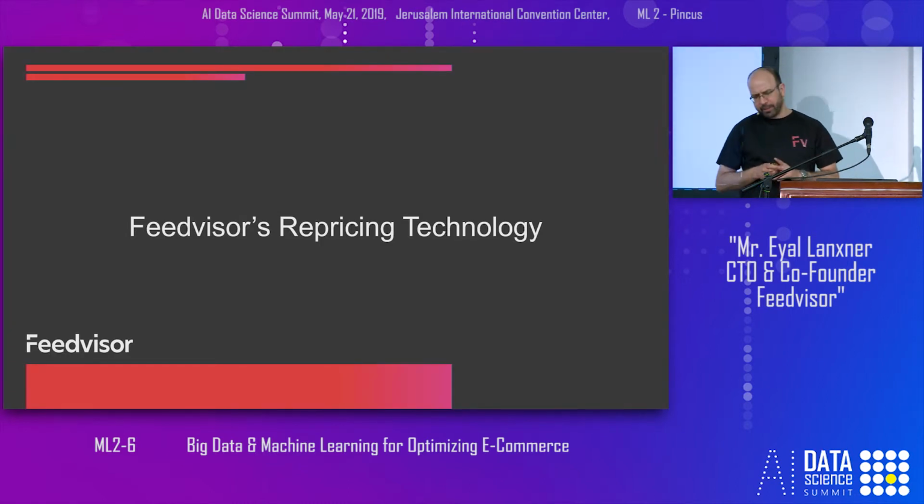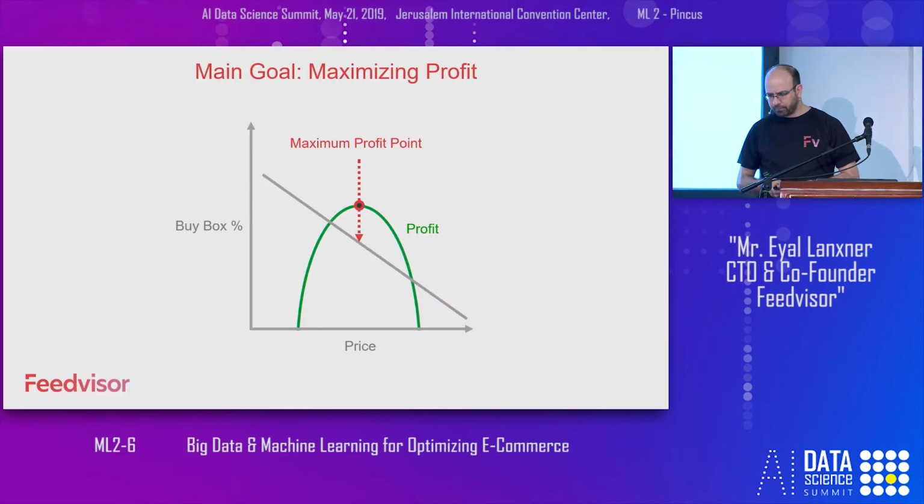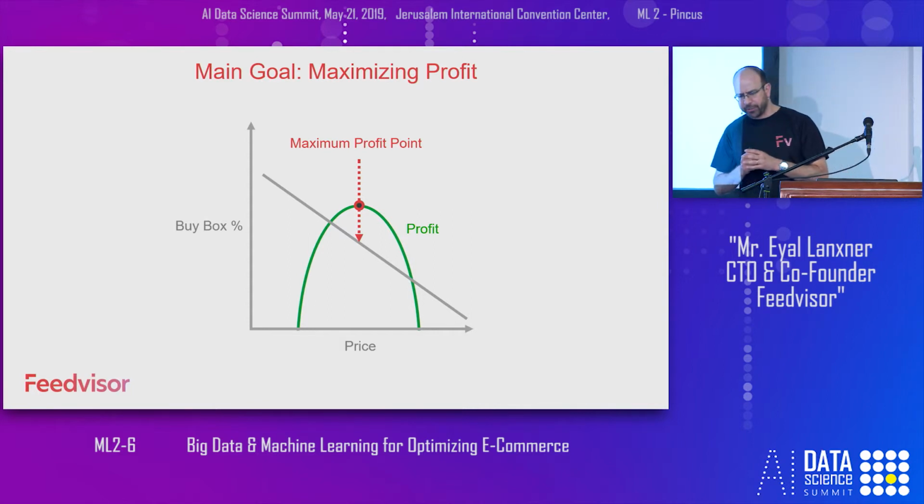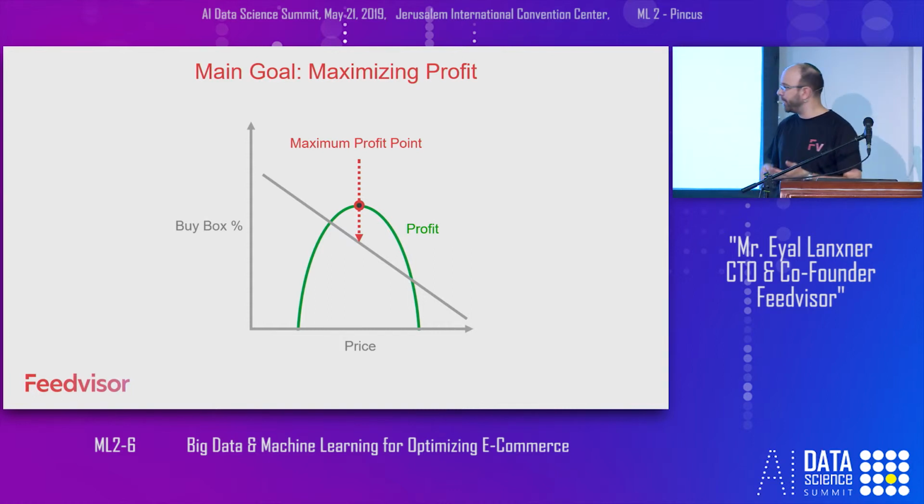So let's talk a little bit about FeedVisor repricing technology. Our approach, as opposed to other competitors of ours in the marketplace, is to try to maximize for profit for each product at each point in time. This is to demonstrate one of the aspects here. We talked about the buy box, and obviously the higher your price is, the lower buy box share you'll get. You can see that in this gray line, right?